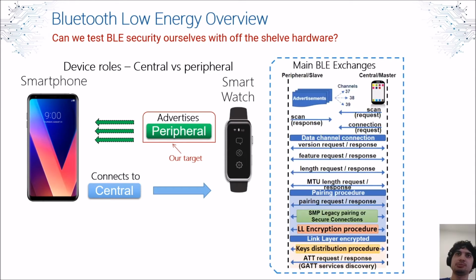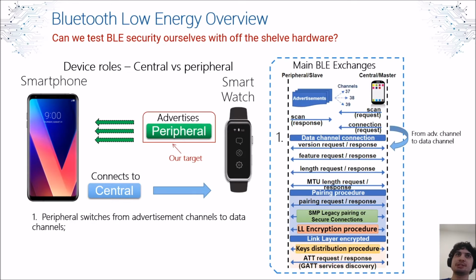And the Bluetooth protocol stack is not simple, so the complexity of its message sequences makes it a bit harder to test the security overall. So if we want to summarize the main procedures, the first one is the connection, when the Peripheral and Central switch from the advertisement channel to the data channel where they exchange actual data. And then the pairing procedure, which performs the establishment of a common key between Central and Peripheral.